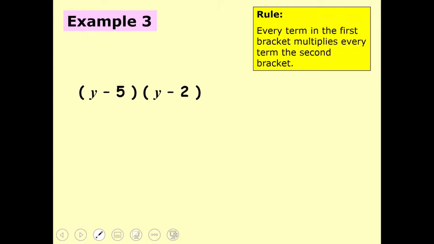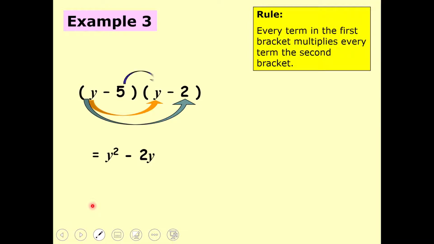Okay, let's look at a third example. In this example, you can see that we've now got a negative in both of our brackets. Okay, but we're still going to use the same steps, the same rule of multiplying every term in the first bracket by every term in the last bracket. So our first one we're going to take is our y times y to give us y squared. Then we're going to take y times negative 2, okay, to give us negative 2y.